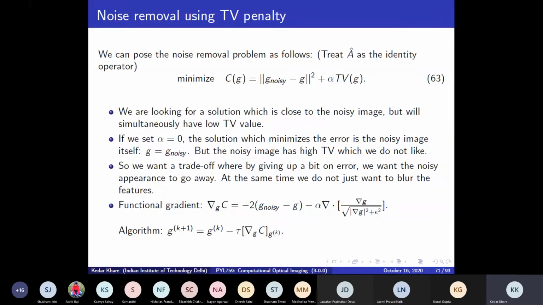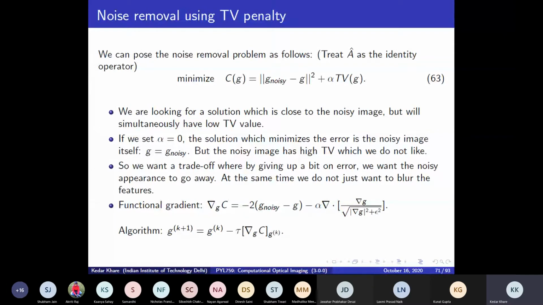And so you see that all these operations to find the gradient of C at G are algebraic operations, because G noisy minus G is just a difference of two matrices, pixel by pixel. And the gradient operation is essentially, as I told you, row or column differences. And so everything that is there is only algebraic operations.